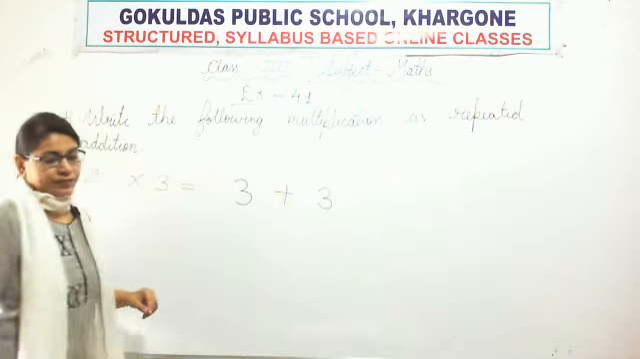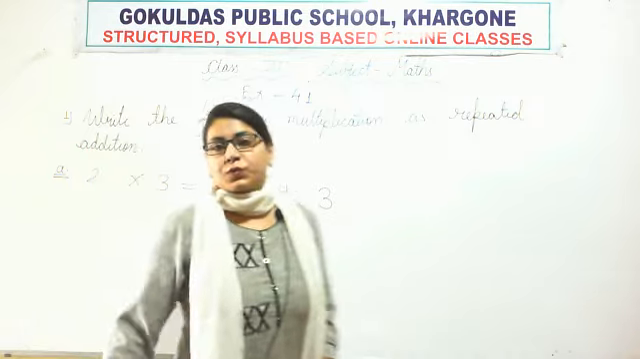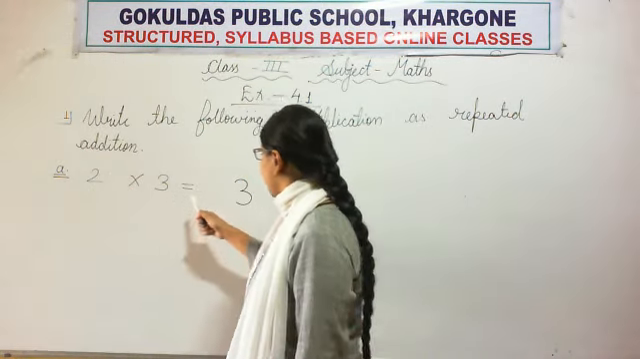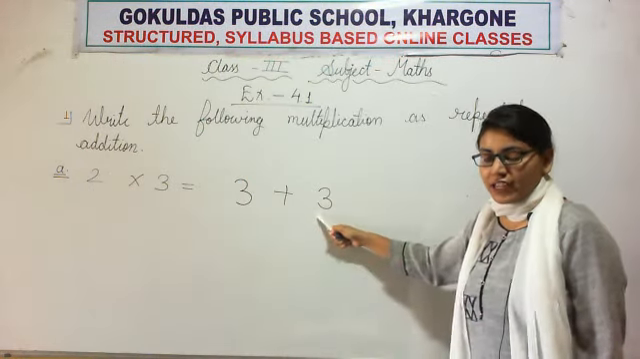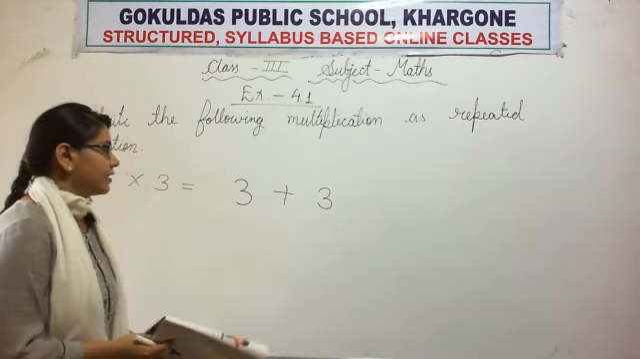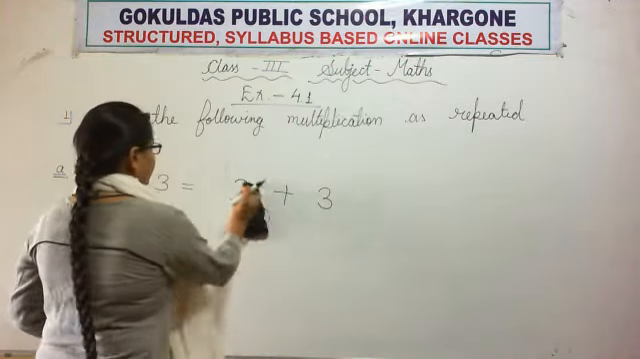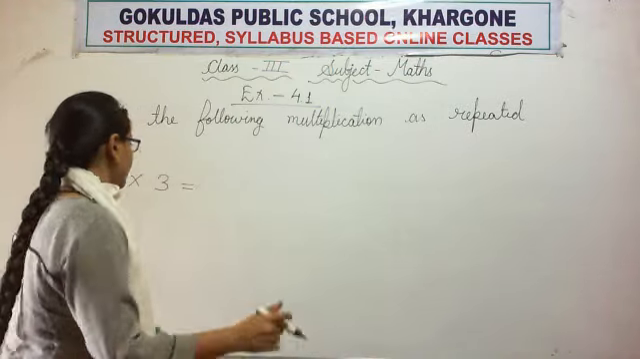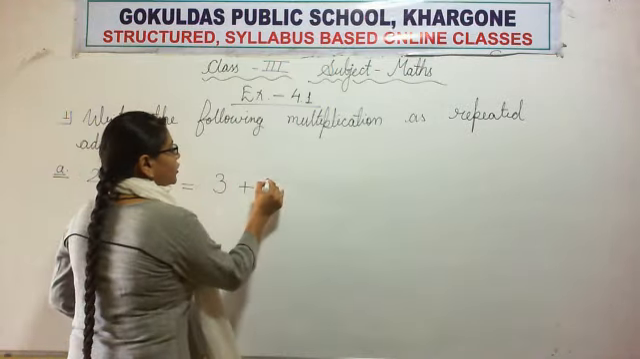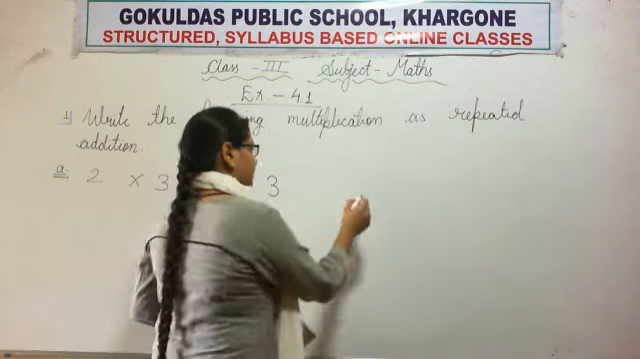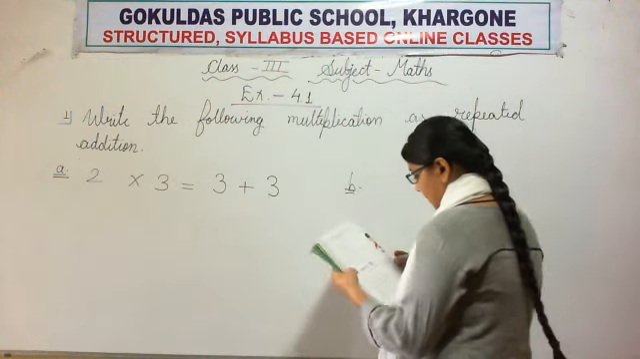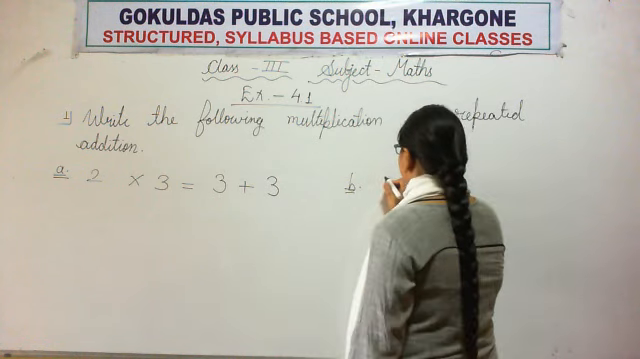So 1 and 2. 2 times 3. See, we had written 2 times 3. So very simple it is. Now let me write properly. 2 into 3 means 2 times 3. Part B, 3 into 5.